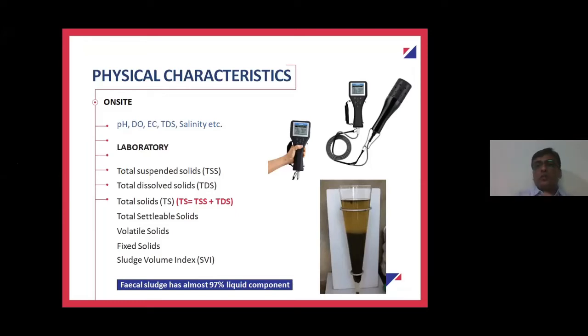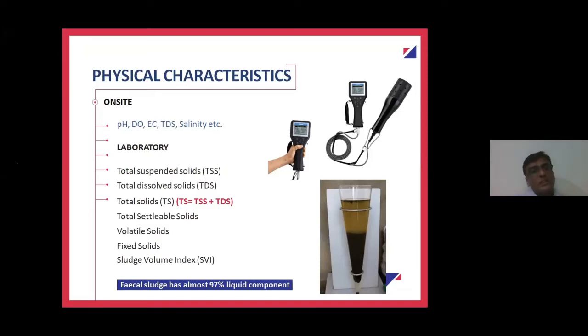So you need not wait till the sample reaches the lab. Of course, you can do it in the laboratory also. The laboratory will always have a pH meter, a DO meter, and a conductivity meter. But on-site parameters do give a sense of the sludge load that has come in.